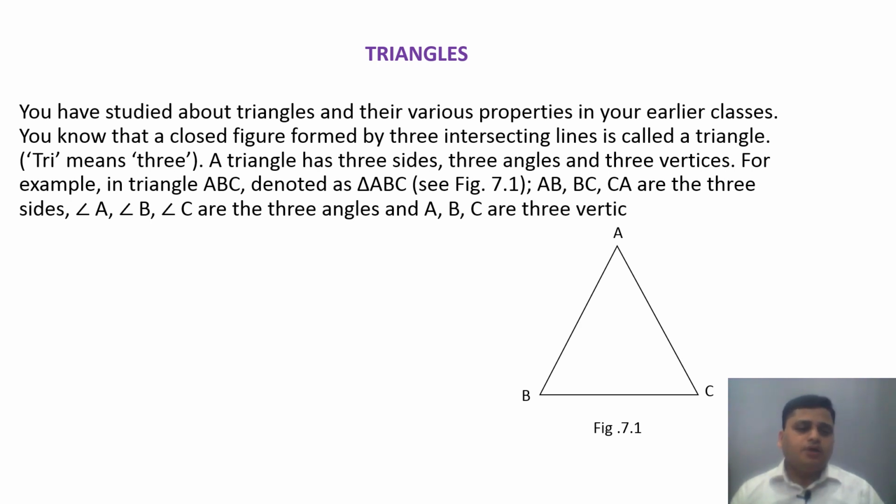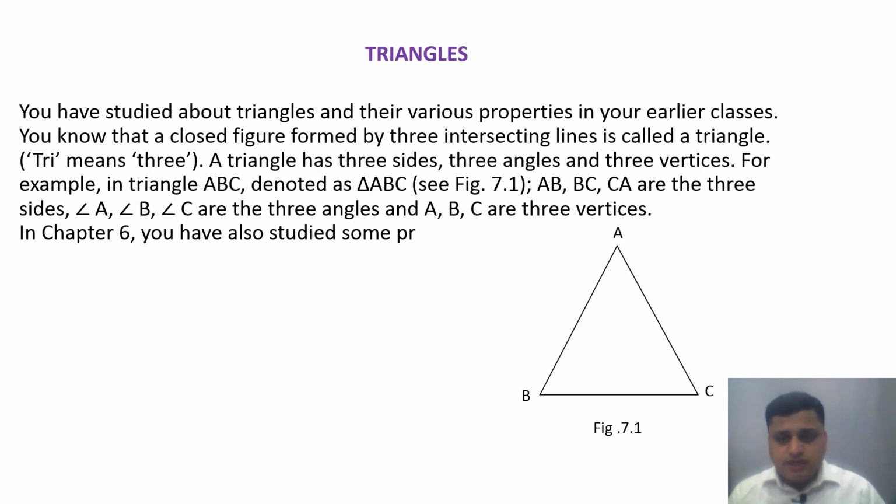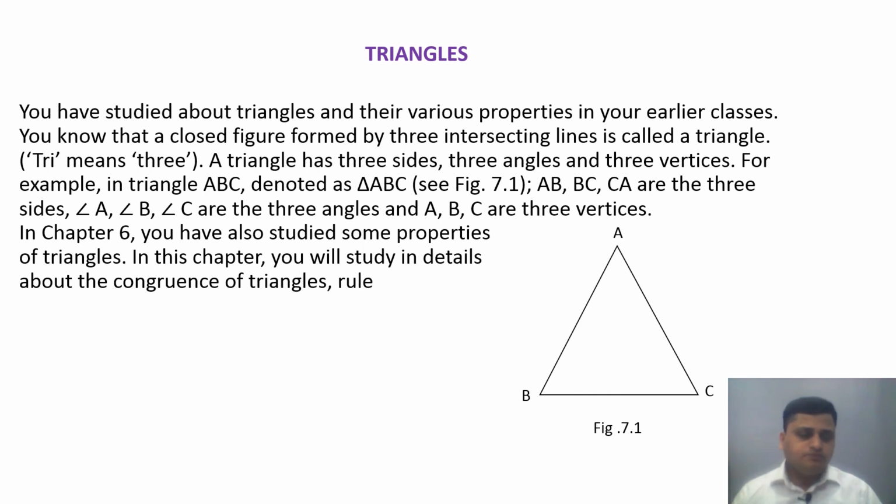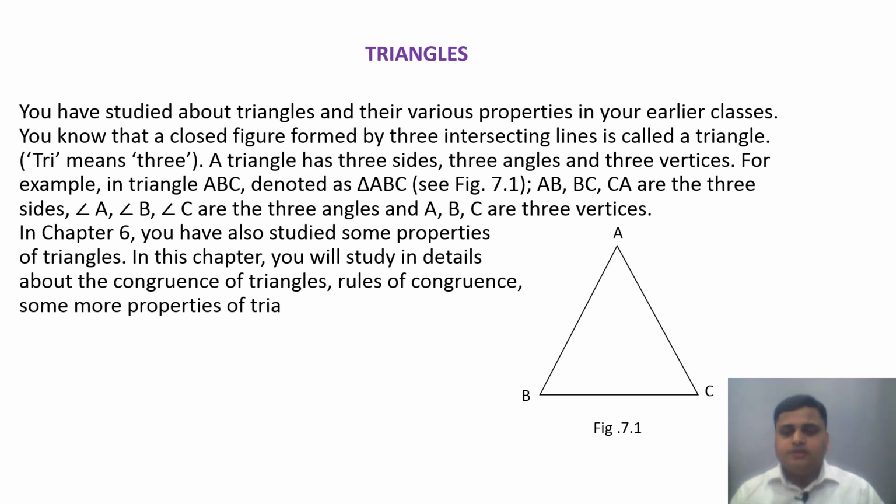From the example I have created here, in triangle ABC, we denote the triangle by a small triangle symbol and then write ABC. In this figure, AB, BC, CA are three sides. Angle A, angle B, angle C are three angles. And A, B, C are also three vertices.